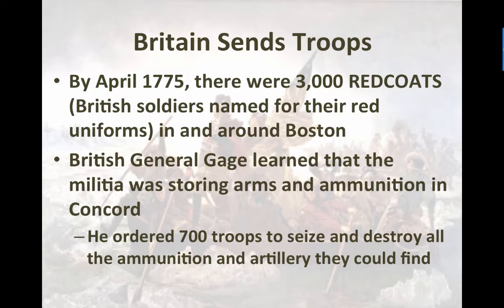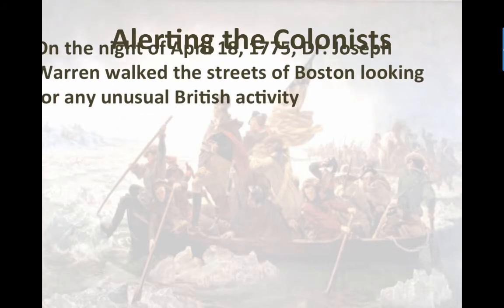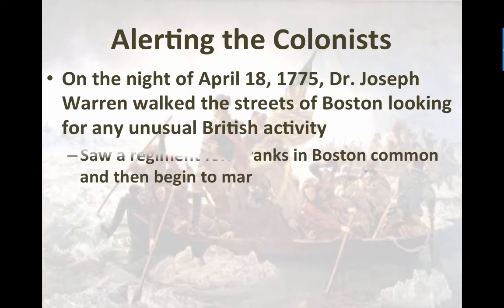Well, it was somewhat concerning to the Americans that such a thing could happen. So they had put together a system to alert the colonists, to alert each other to what's going on. On the night of April 18th, 1775, Dr. Joseph Warren was a lookout. His job was to walk around the streets of Boston looking for any unusual activity. This was all part of the system that was going on.